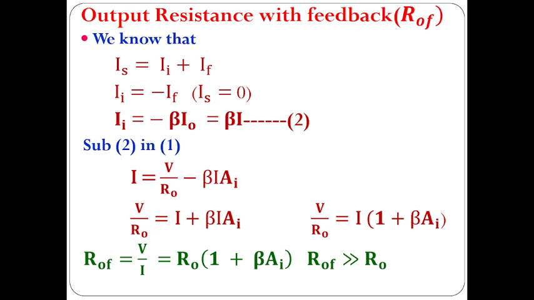Now look at this expression. Once again you focus on two terms. One is R naught F, the other one is R naught. What is R naught F? It is the output resistance with feedback. What is R naught? It is the output resistance without feedback. When you compare this expression, it is so clear that R naught F is very much greater than R naught. What type of sampling do we do here? Current sampling. So if we do current sampling, obviously the output resistance will be higher for the feedback when compared to without feedback.